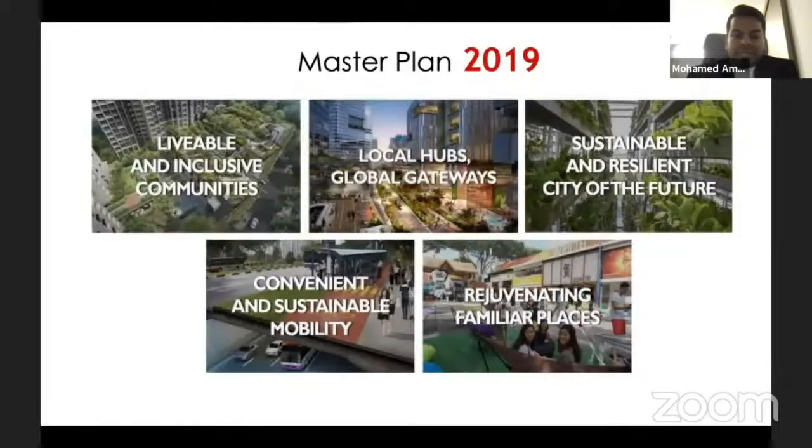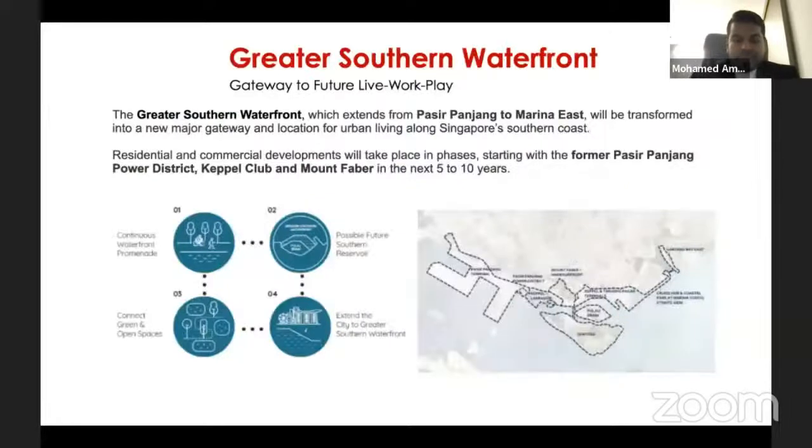So Master Plan 2019, you have livable and inclusive communities, local hubs and global gateways, convenient and sustainable mobility, and rejuvenating a lot of familiar places. So the Great Southern Waterfront, this is a very ambitious project by the government of Singapore. Recently, they announced that in another 10 years, they are moving all the shipping yards to Tuas. So they are going to make a lot of residential properties in the Great Southern Waterfront. So they want to make Singapore a live, work, and play kind of country.